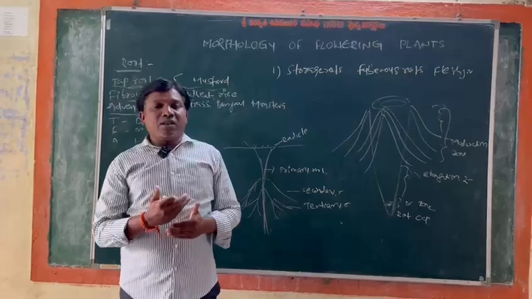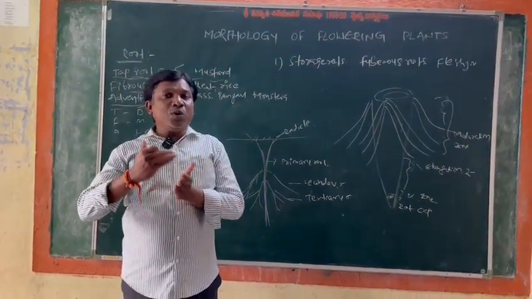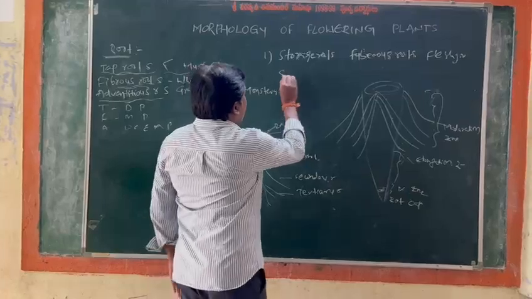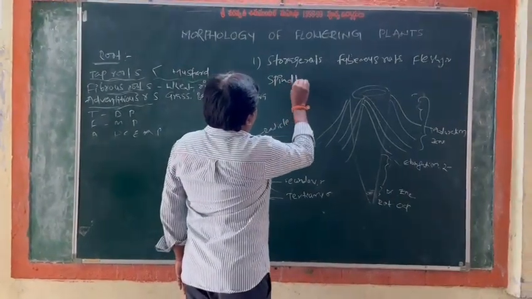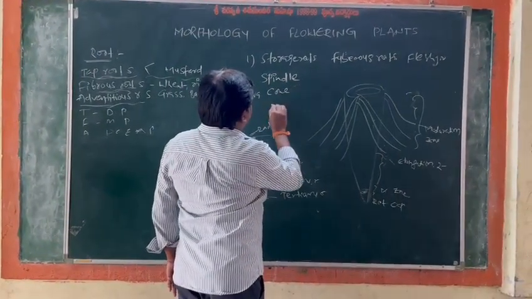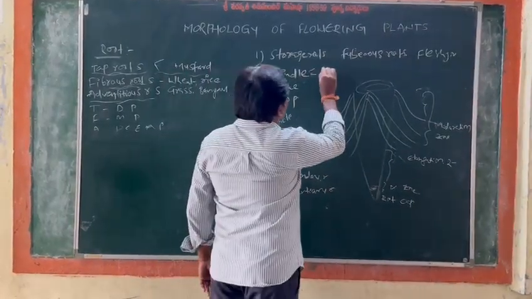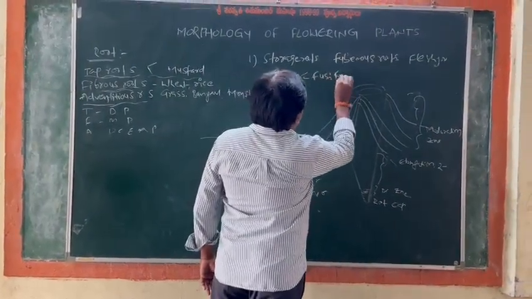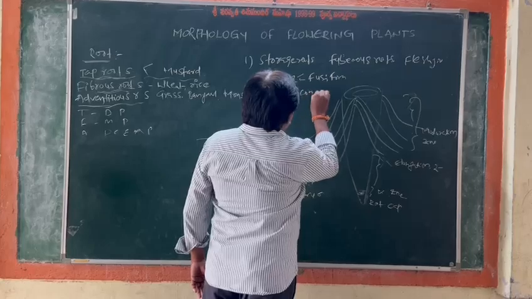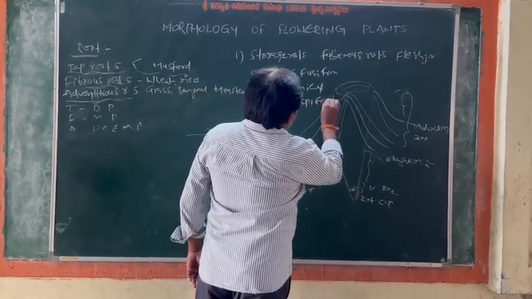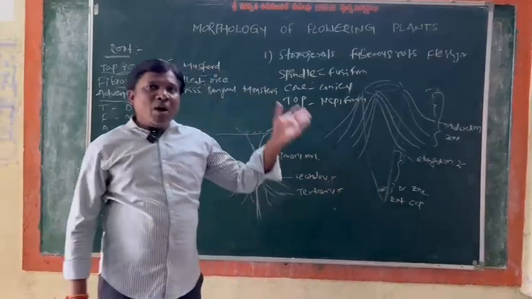In biennial plants, the taproot is modified into storage roots depending upon the shape. The first one is spindle shape, the second is cone shape, and the third is top shape. Spindle shape is known as fusiform. Cone shape is conical. Top shape is napiform.